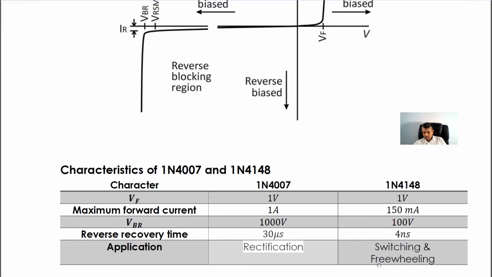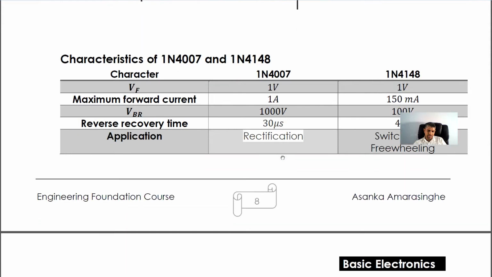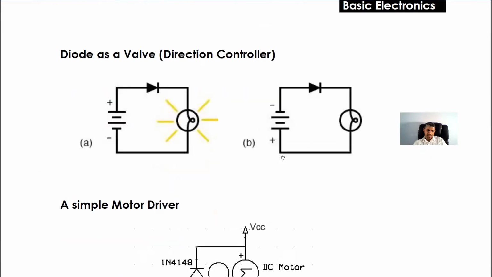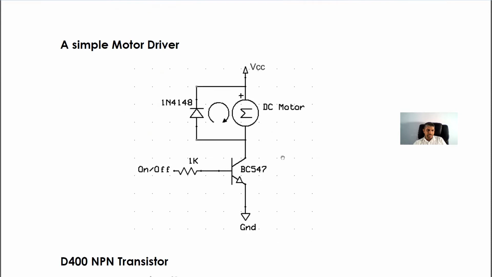There's another application of diode called freewheeling. Now we are going to discuss it. In the next practical, today we are going to discuss freewheeling. Then I will show you what it is. In freewheeling, also we have to deal with high speeds and so on. Therefore, you can use the 1N4148. This one is 4007. Okay, so those are the main differences between 4148 and 4007.